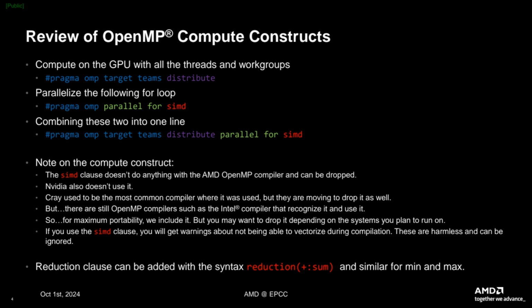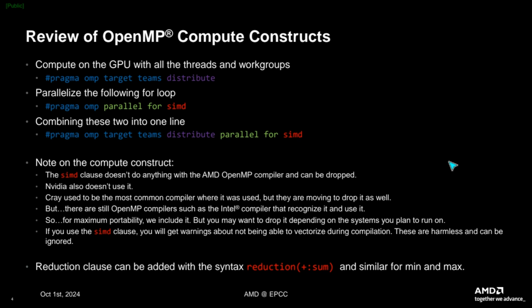Okay, so first, and I think this will address one of the questions someone had asked in the chat, a review of OpenMP compute constructs. So whenever we want to compute on the GPU with all of the threads and work groups, we have this pragma OMP target teams distribute, right? That just says distribute the work across the threads and the work groups on the GPU. If we want to parallelize a for loop, we can use a pragma OMP parallel for SIMD, or we can combine these things into one line and have a pragma OMP target teams distribute parallel for SIMD. So compute on the GPU with all threads and work groups, and then parallelize this for loop across those work groups or threads. So a note on this SIMD construct, which was the question that someone asked in chat.